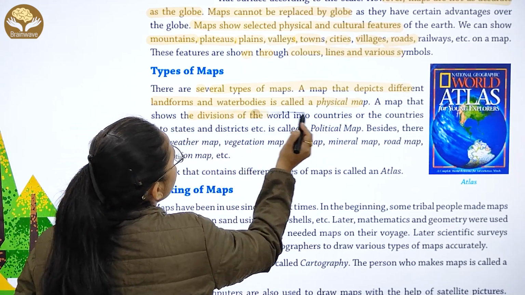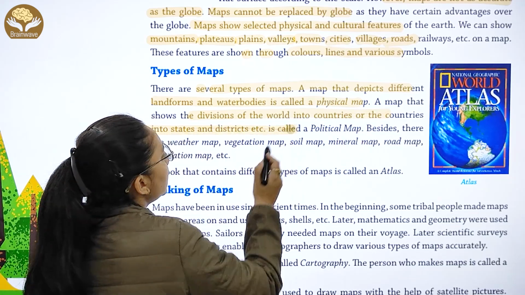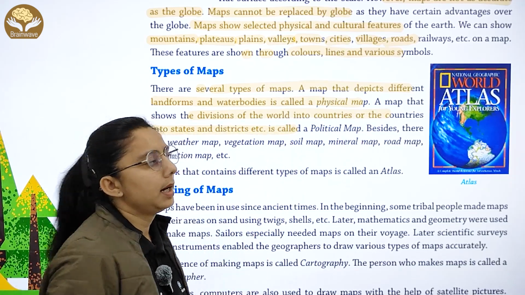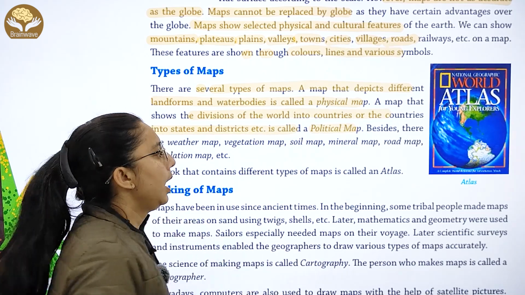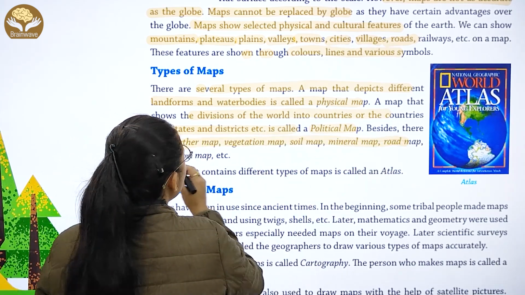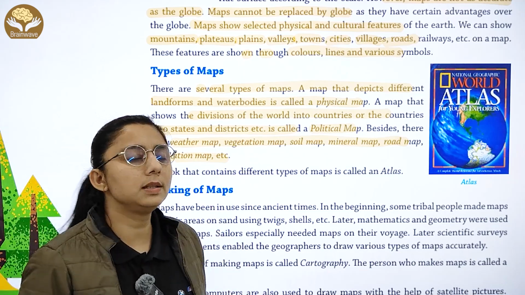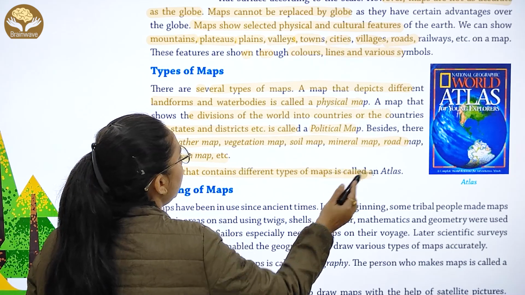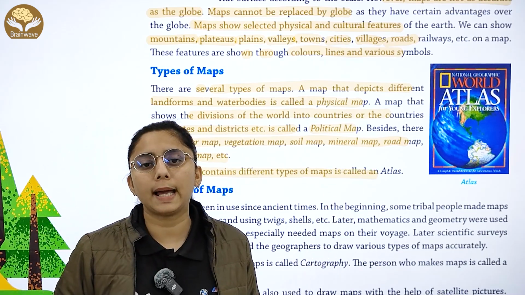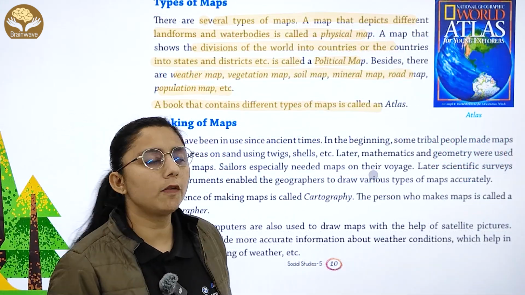A map that shows division of world into countries or country into states, what is it called? It is called a political map. Like weather, vegetation map and soil map, mineral map, road map, pollution map. What are these? These are known as thematic maps. And a book that contains different types of maps, what is it called? Atlas.